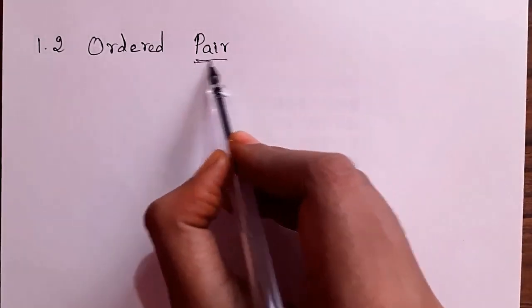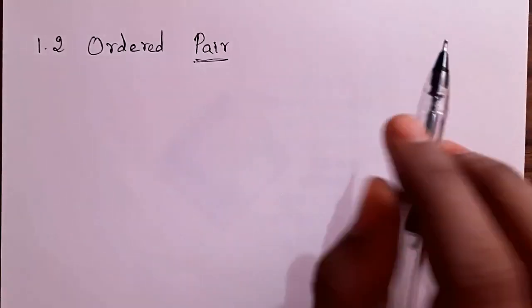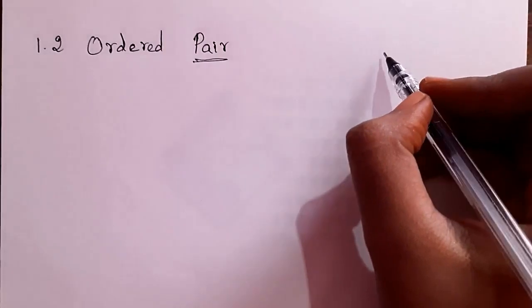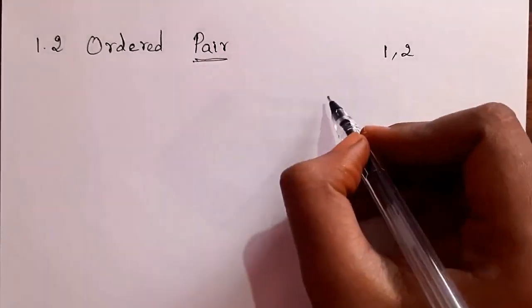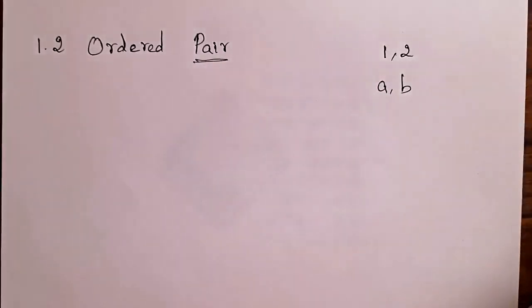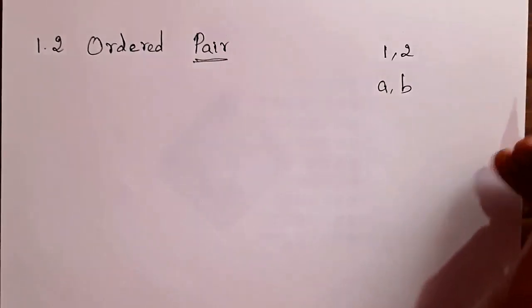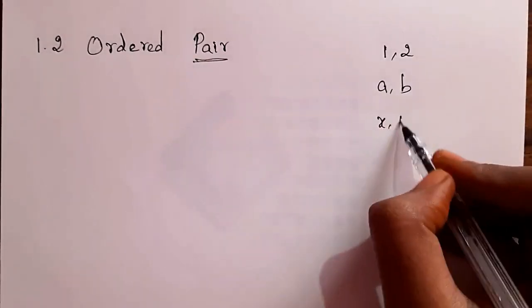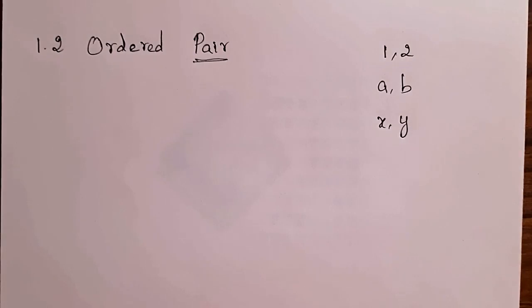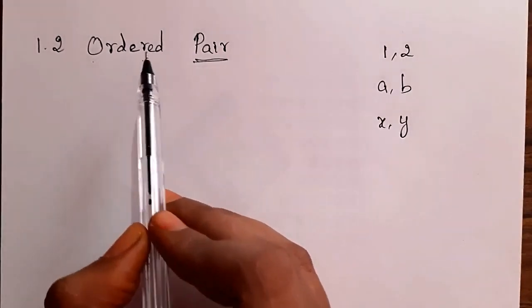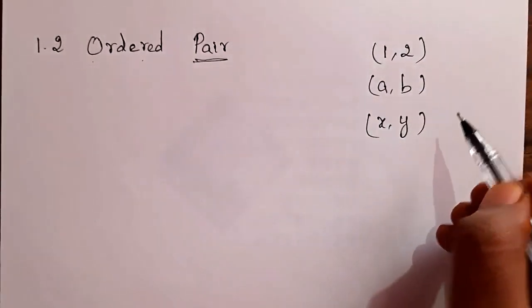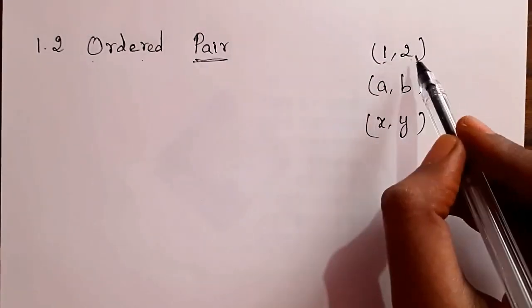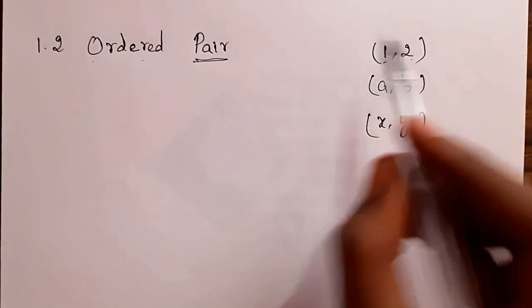1.2 Ordered pair. So what is the meaning of pair? Pair means 2. Am I right? So 1, 2 is a pair. Then A, B, I have written 2 things, that is a pair. Then X, Y, these are pairs. Here they have given the ordered pair, which you should write within brackets. That means these two numbers are connected with a proper relation. That is known as an ordered pair.